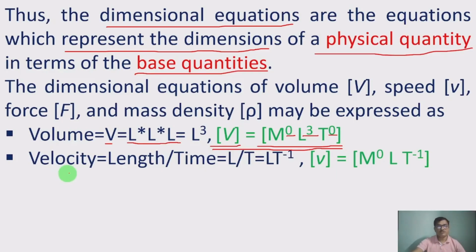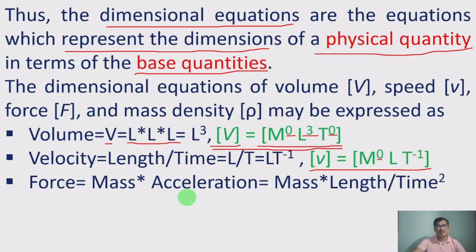Similarly, we will take the velocity, that is length per time, that is L per time, and that can be written as L T raised to minus 1. Then the velocity v within the square bracket is equated with the dimensions which are represented within the square bracket as M to the power 0, L to the power 1 and T to the power minus 1, and this equating is the dimensional equation of velocity.